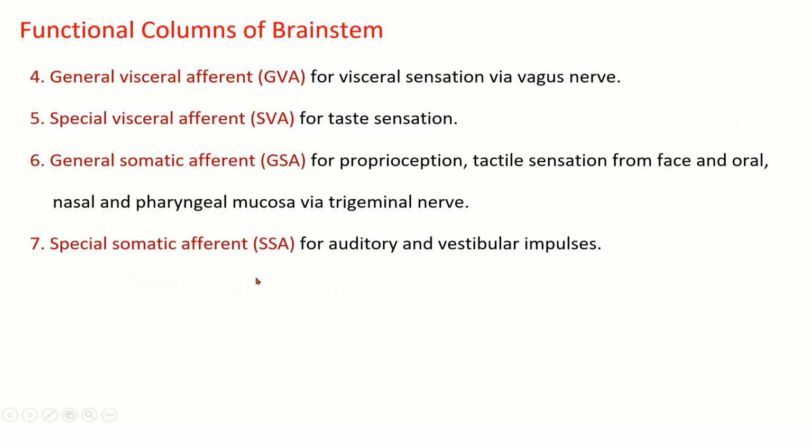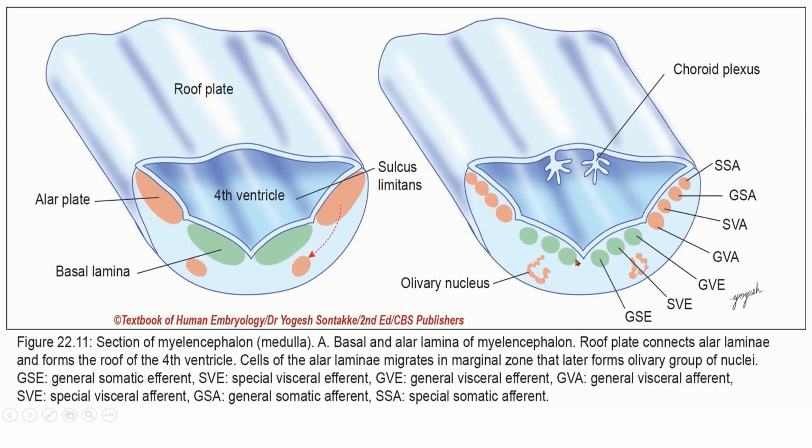In the alar lamina, there are 4 columns, namely the general visceral afferent, general sensation from the viscera; special visceral afferent, taste sensation from the tongue; general somatic afferent like proprioception and tactile sensation from the face and oral, nasal and pharyngeal mucosa; and special somatic afferent for auditory and vestibular impulses. Now you can see here, these are the 7 columns. In the spinal cord there are only 4, but in the medulla or brainstem there are 7 columns.